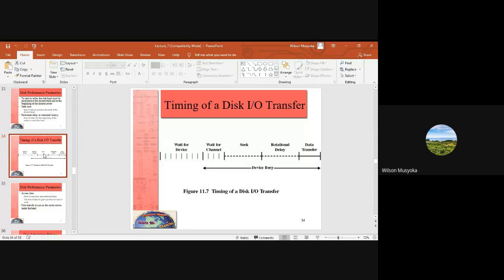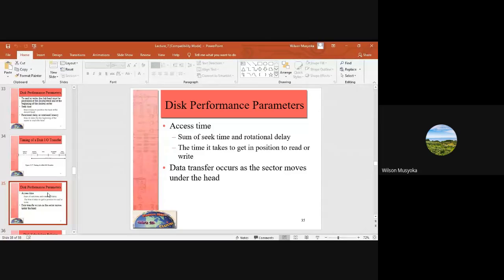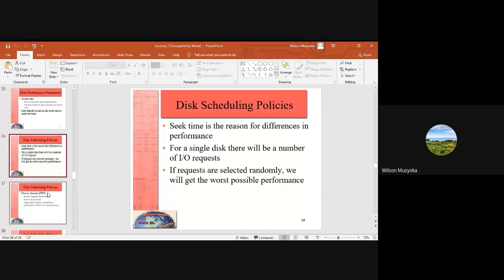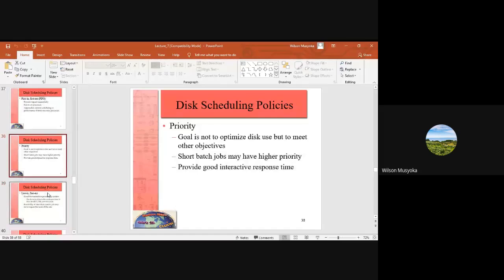If you are asked in an exam, are you able to explain what they mean? Are you able to differentiate between the two? And are you also able to understand these two? And they have also been explained there. And then we have issues of access time, which also determines the performance of a particular disk. So all of these, I will leave you to them. Go and look at them.